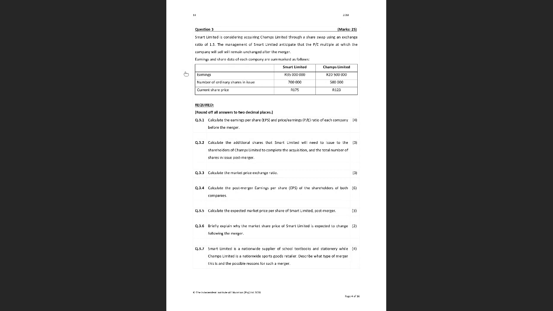Earnings and share data of each company are summarized as follows. So this is obviously upfront: earnings, the number of ordinary shares in issue, and current share price of each of the companies. So Smart is the acquirer, and Champs Limited is the company that they want to purchase, the target company.